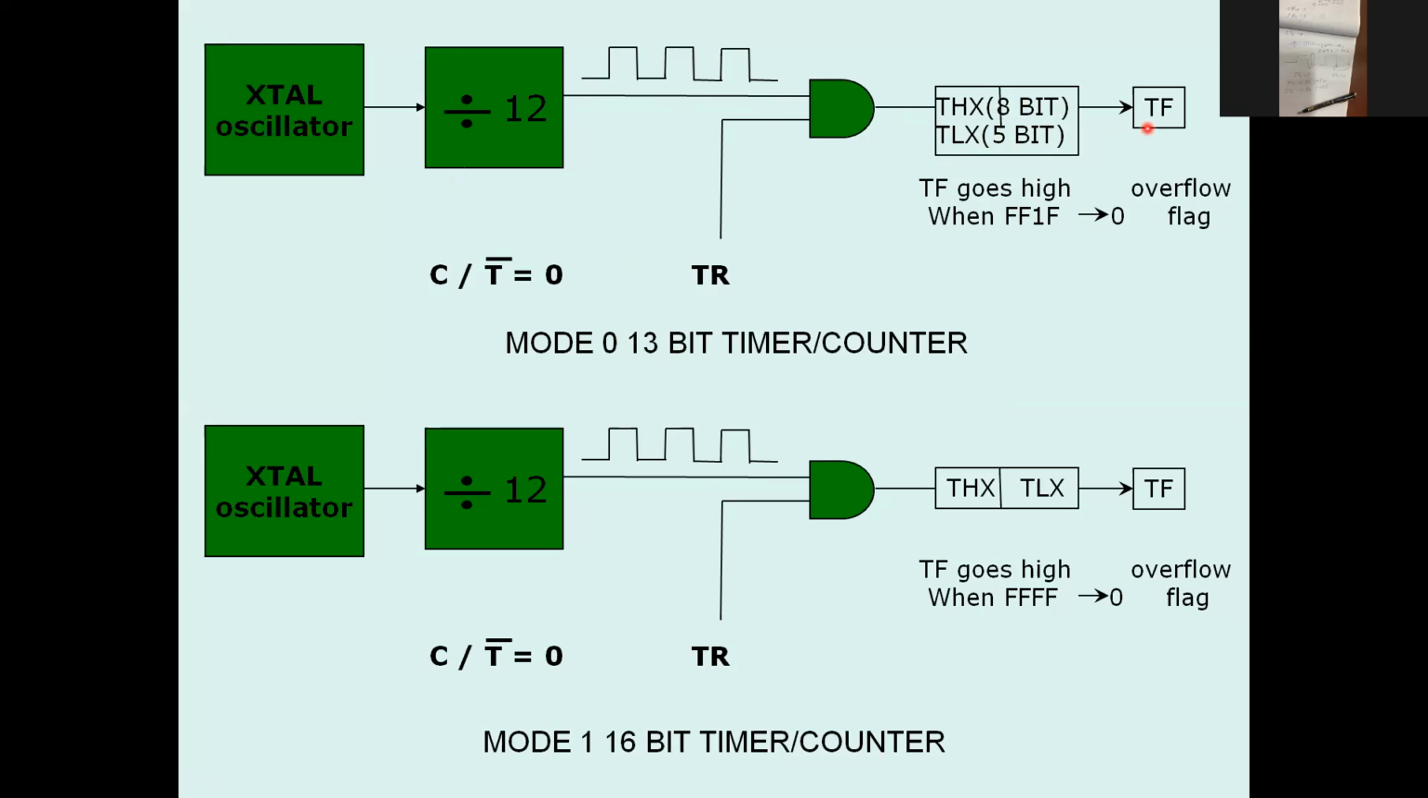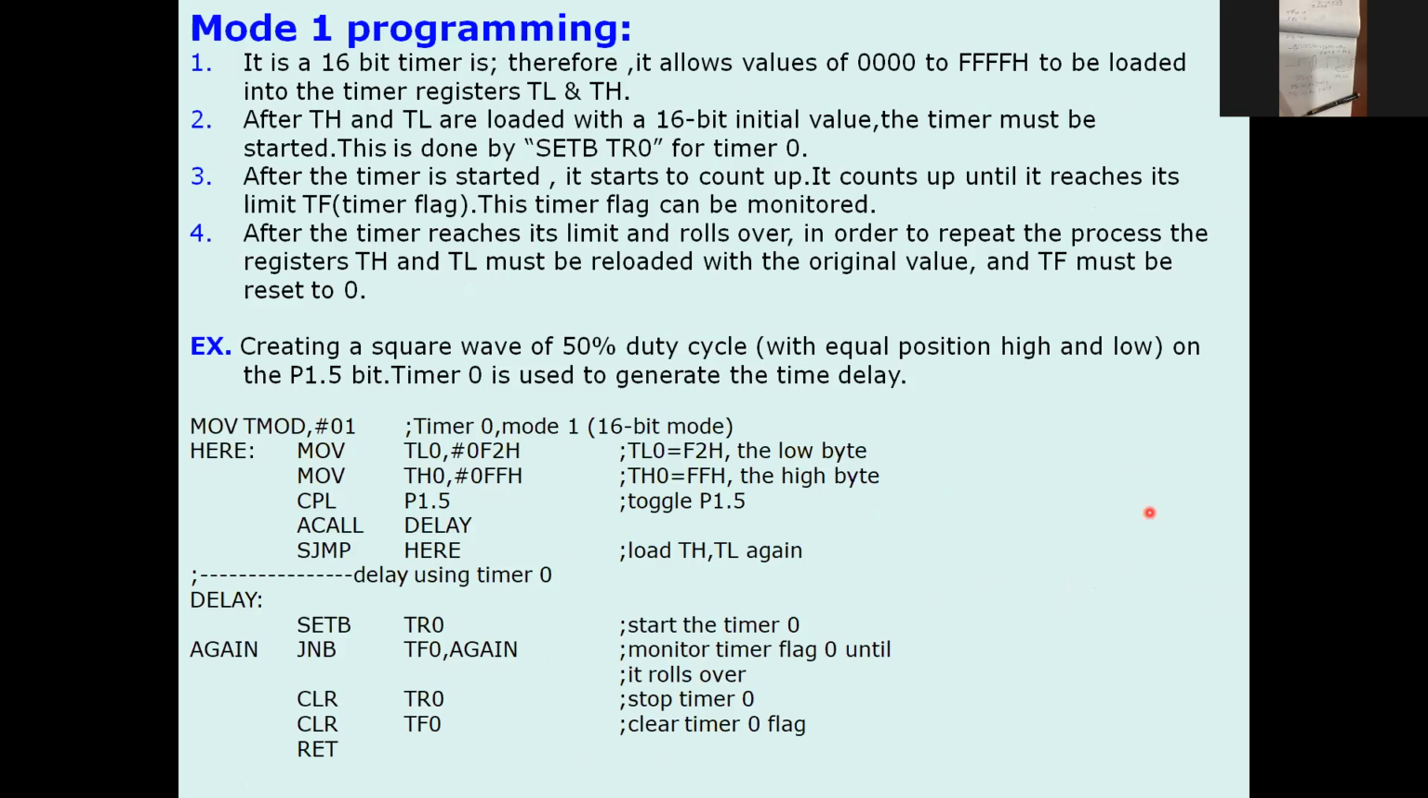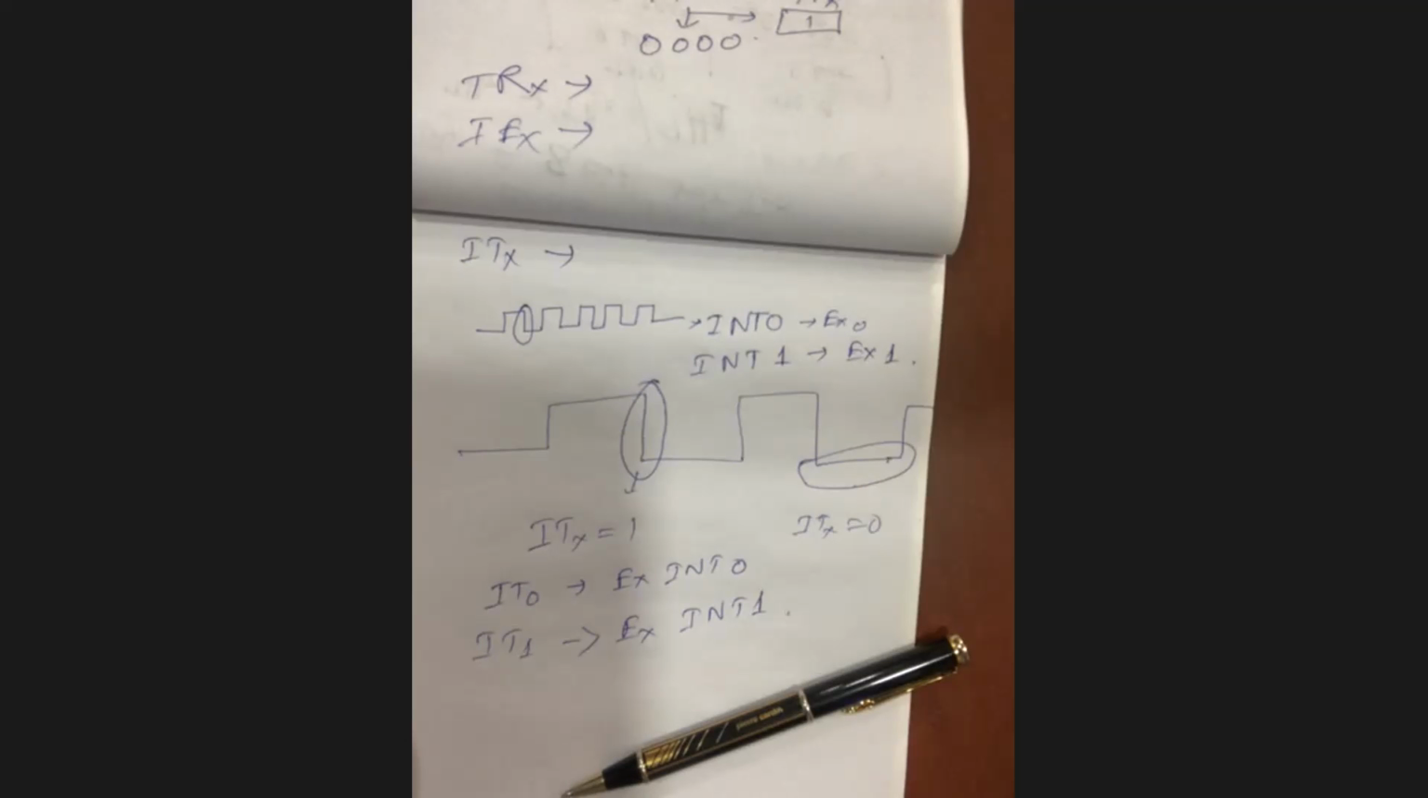Okay. And in mode 1, the 16-bit timer mode, it is THX and TLX. After FFFF, when it becomes 0, then the TF flag will be automatically set. Is it clear? Yes, sir. These two diagrams are clear to all of you? Yes, sir. Okay. Tomorrow I will explain from this, because it's required.